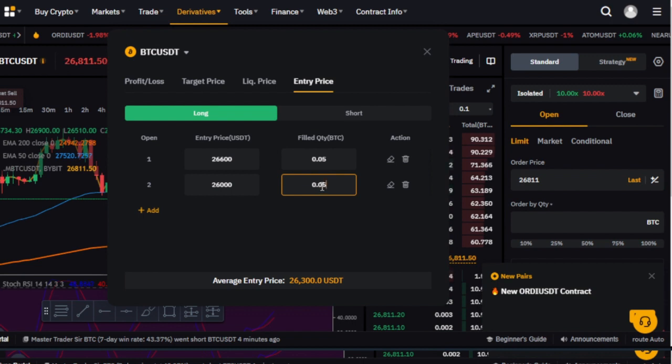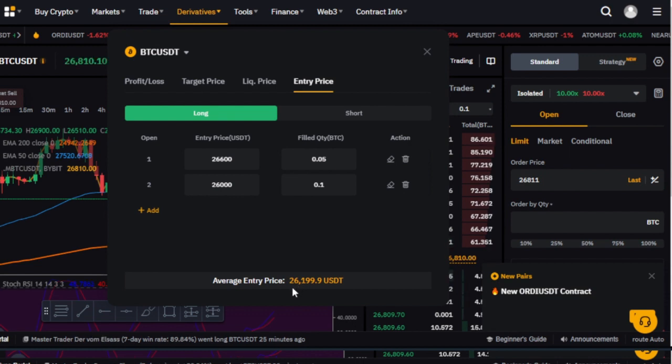What if I enter a double of this, which will now be 0.1, and I enter at 26,000? So my average price will now be at 26,199. Okay, my average price, this is for advanced traders. Don't go and try this so that you don't blow your account. My average price will now be at 26,199. It means that if BTC from here shoots up to 26,600, I'm already in profit.